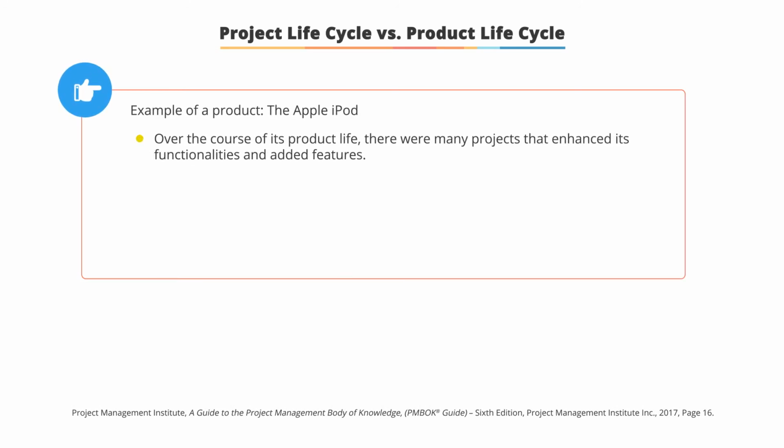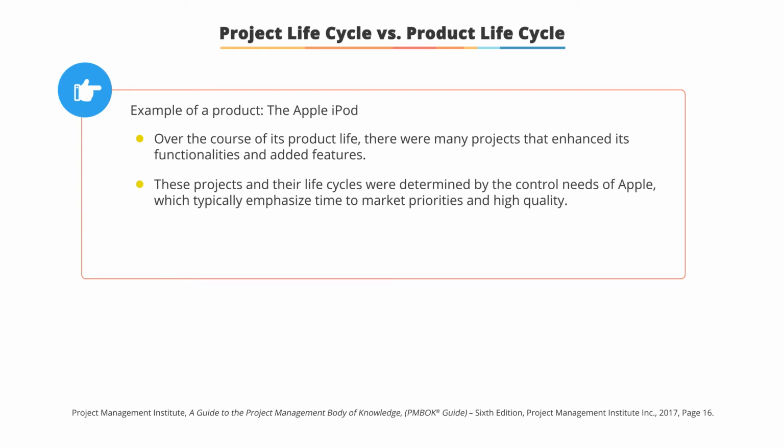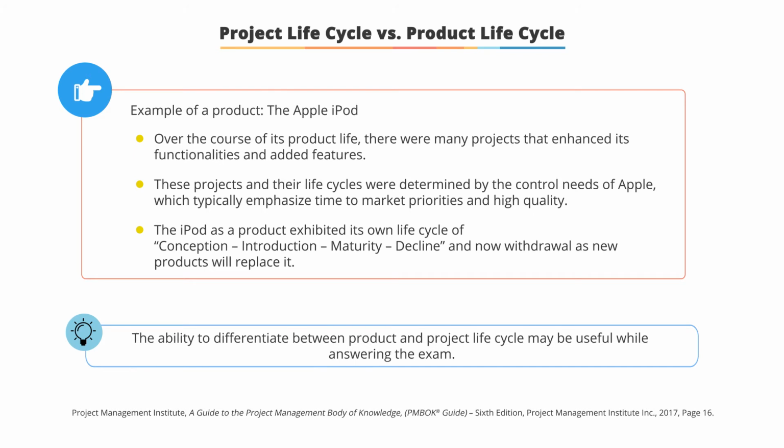The Apple iPod is an example of a product. Over the course of its product life, there were many projects that enhanced its functionalities and added features. These projects and their project lifecycle were determined by the control needs of Apple, which typically emphasize time-to-market priorities and high quality. The iPod, as a product, exhibited its own lifecycle of conception, introduction, maturity, decline, and now its withdrawal as new products replace it. Remember, the ability to differentiate between product and project lifecycle may be useful while answering the exam questions.